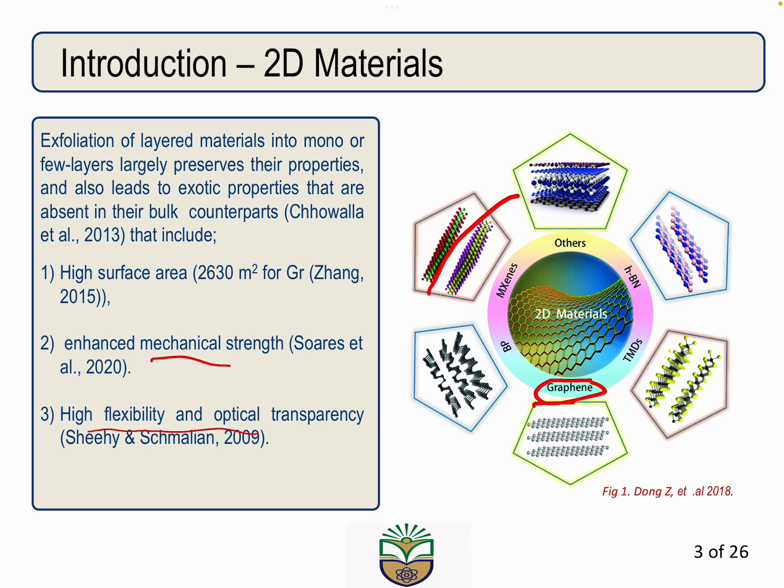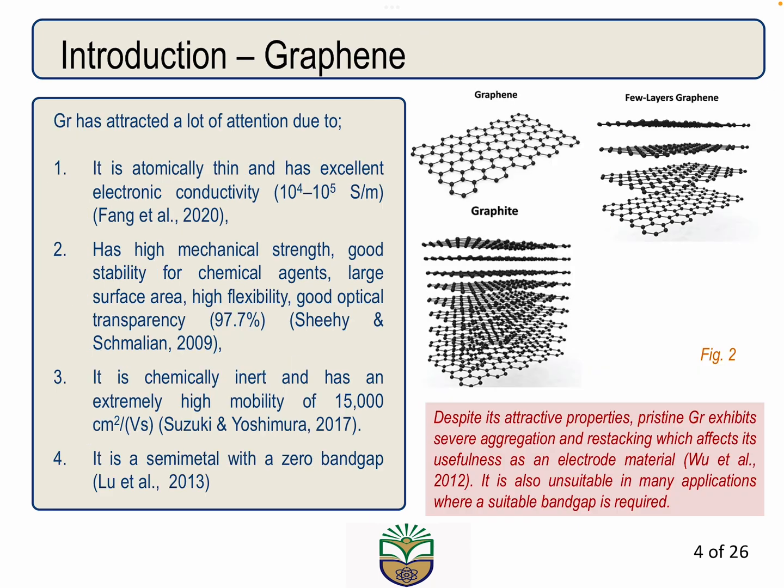and MXenes and also others. So the first 2D material that was ever discovered was graphene. Graphene is obtained from graphite, and it is usually a single layer of graphite. So in this case, you'll find that it is exfoliated from the bulk form, which is usually graphite.